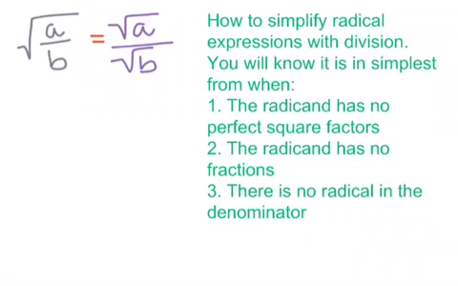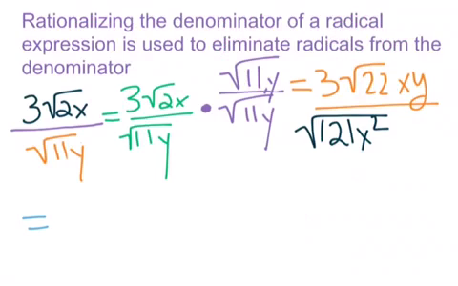So remember, the square root of a over b equals the square root of a over the square root of b. Right here. Make sure to put that down as well. Okay. Rationalizing the denominator of a radical expression is used to eliminate radicals from the denominator. So let's say you had this original problem right here, 3 square root 2x over the square root of 11y.